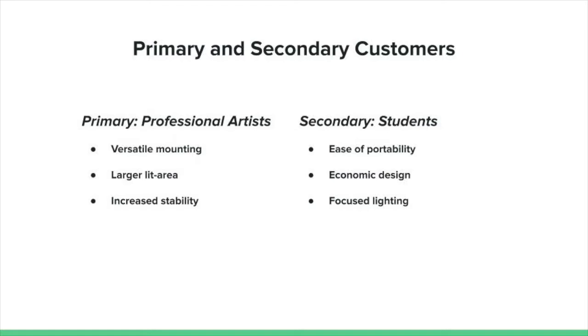The secondary customer group will be focused on students, which require less flexibility in the design and a smaller workspace to cover. So taking this into consideration, we wanted a task lamp with ease of portability in the fact that it can move easily, an economic design that is more affordable for students, and focused lighting to have adequate lighting for a smaller area.